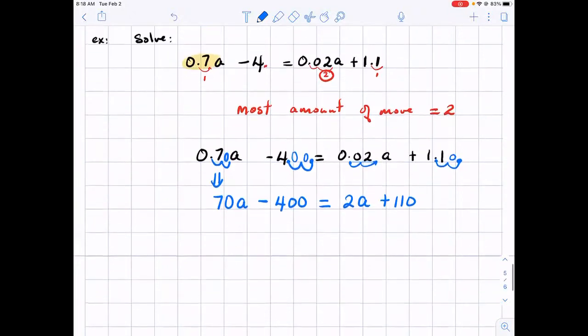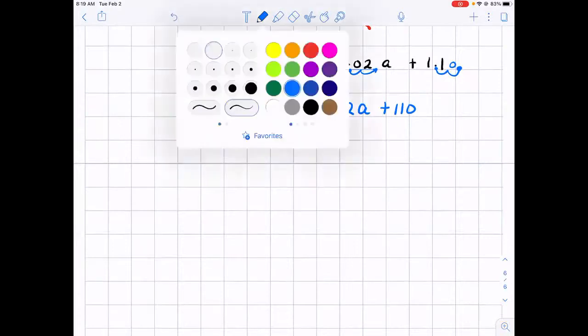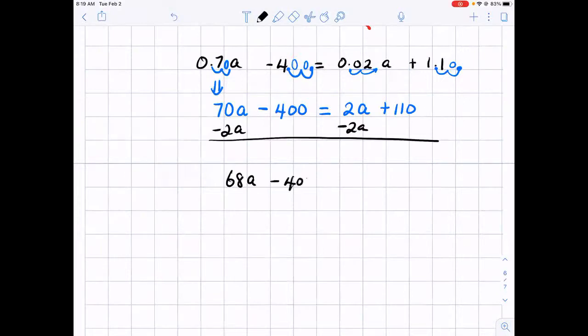So the goal is to look at the problem and see for every term how many places you have to move them, and pick the one with the most amount of moves. Okay? So let's solve now. I'm going to minus 2a on both sides. And if I minus 2a, 70 minus 2 becomes 68a minus 400. The plus 2a and the minus 2a cancel, and that is equal to 110.